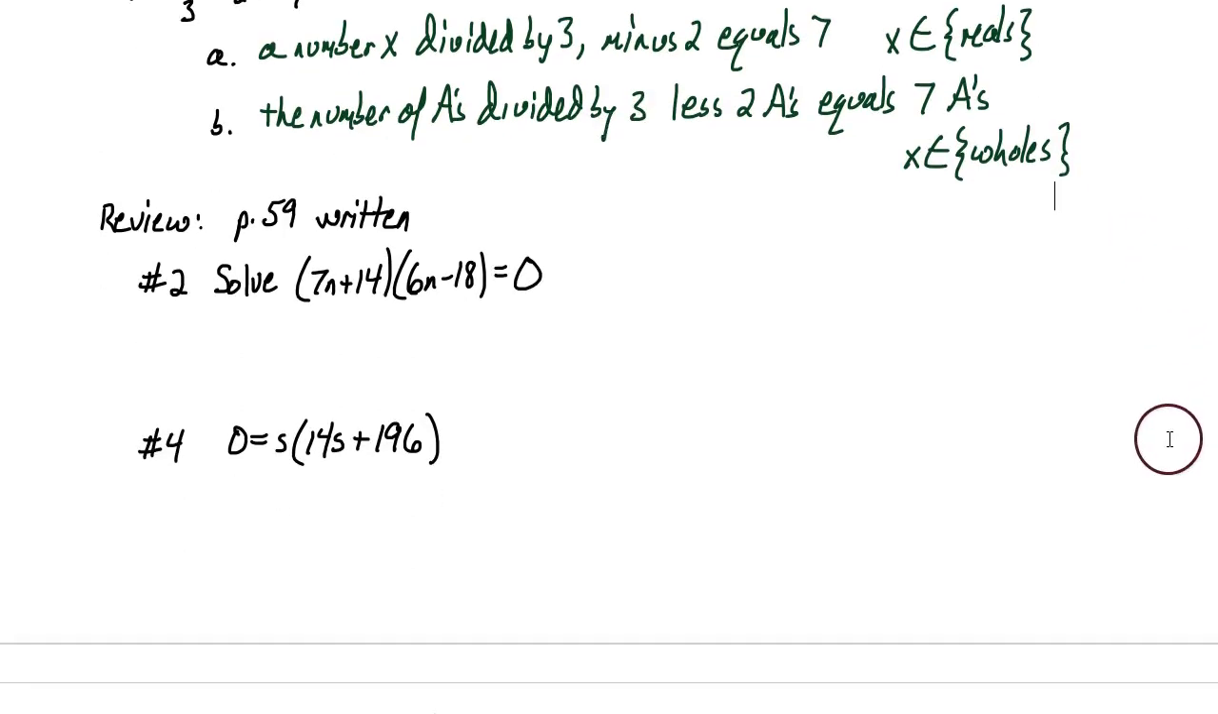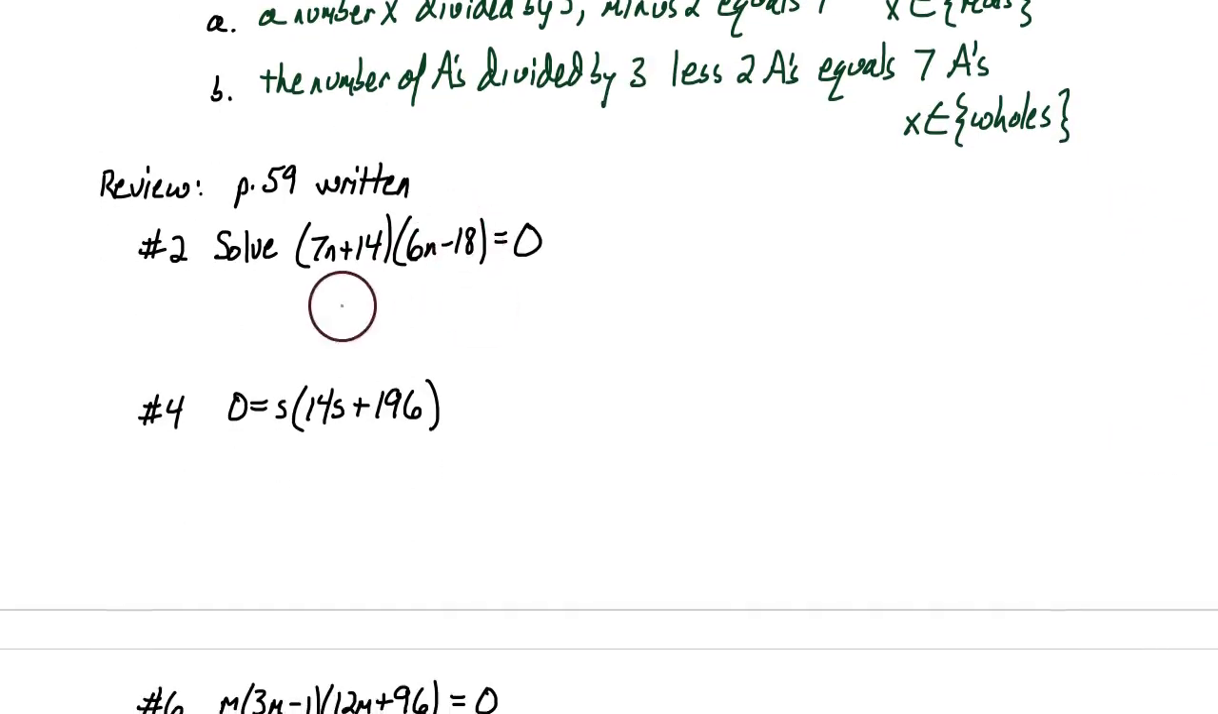For the review assignment, we're going back to page 59. We're asked to solve this equation. There's a certain pattern to this. On one side, there are things multiplied together. On the other side, there's a 0. The way this is solved is to set each factor equal to 0.